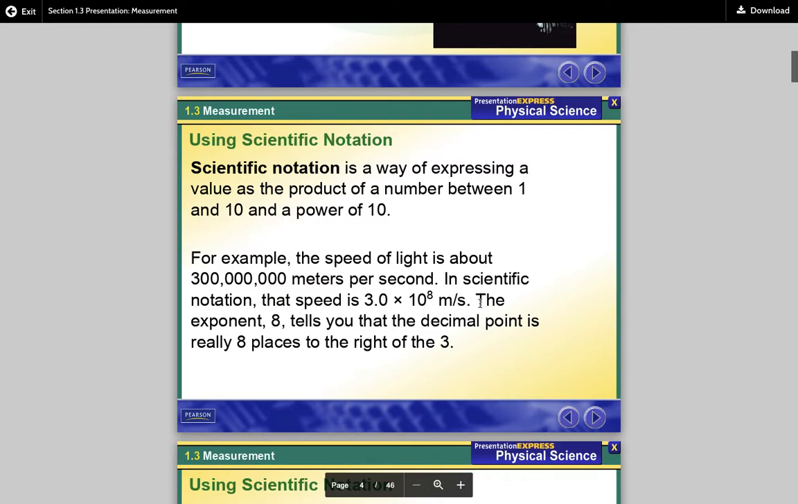Instead of using 300 million meters per second, we can do 3.0 times 10 to the 8th meters per second. And I know the exponents can look a little scary, but once we learn how to handle them, it's going to make your lives a whole lot easier. The times 10 to the 8th there just means that I have to move my decimal point 8 places to the right of the 3.